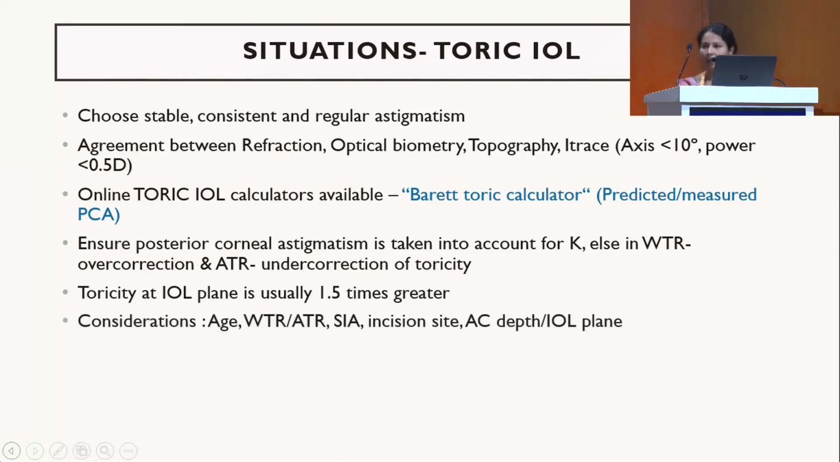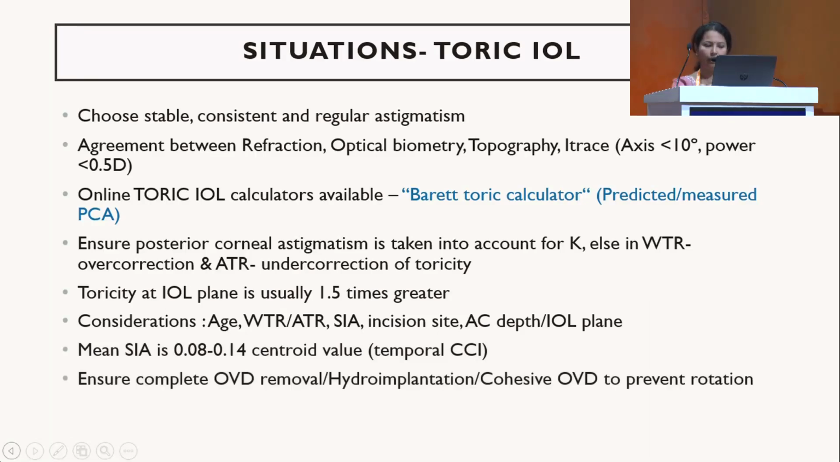Always consider the age of the patient, because young patients usually have with-the-rule astigmatism and older patients have against-the-rule astigmatism. If we are using consistent temporal clear corneal incisions, usually the surgically induced astigmatism is very minimal and close to zero, and it is the centroid value which is around 0.08 to 0.14. And always do a proper surgical technique and OVD washout at the end of the surgery.